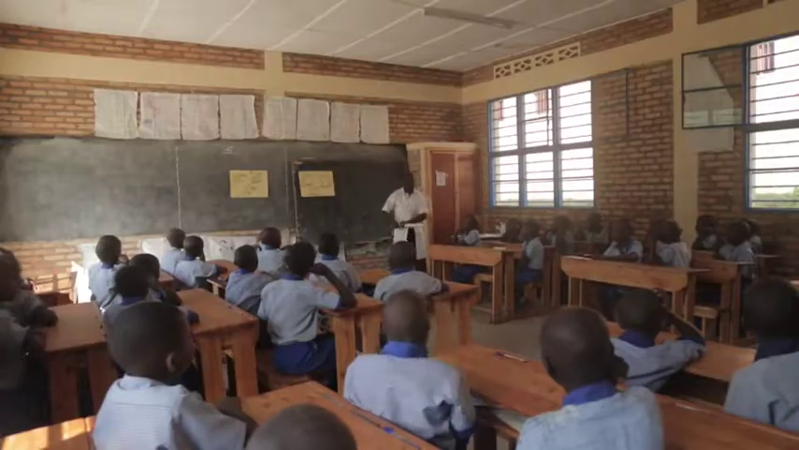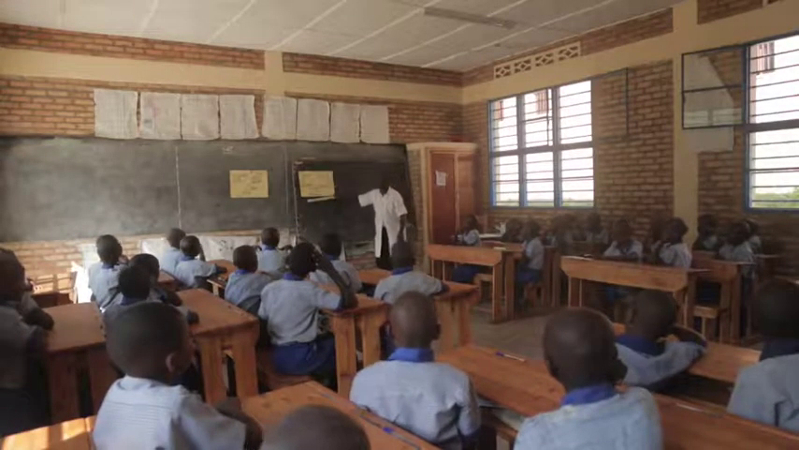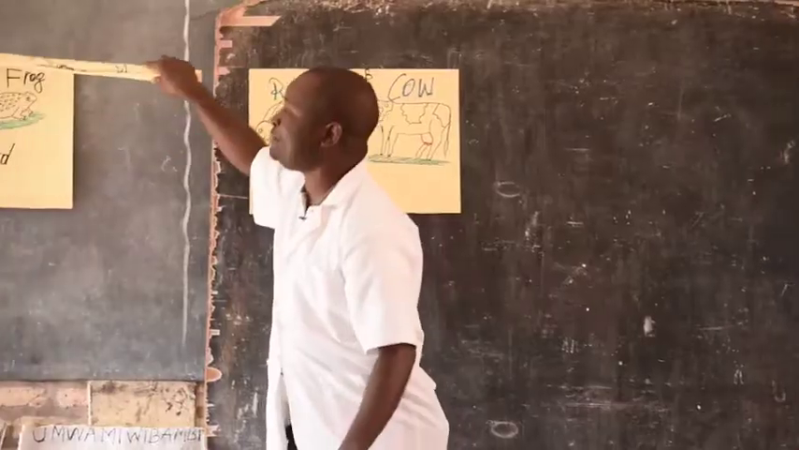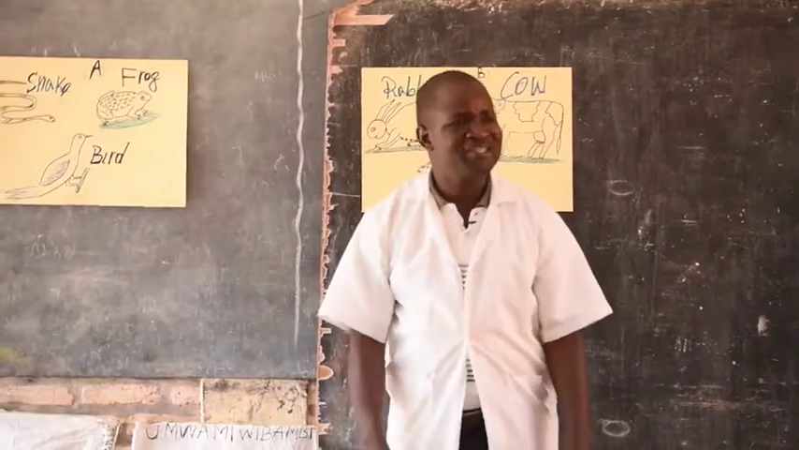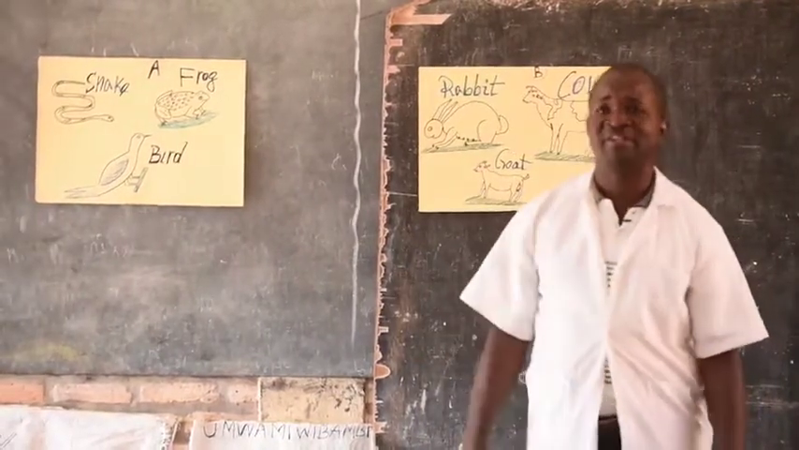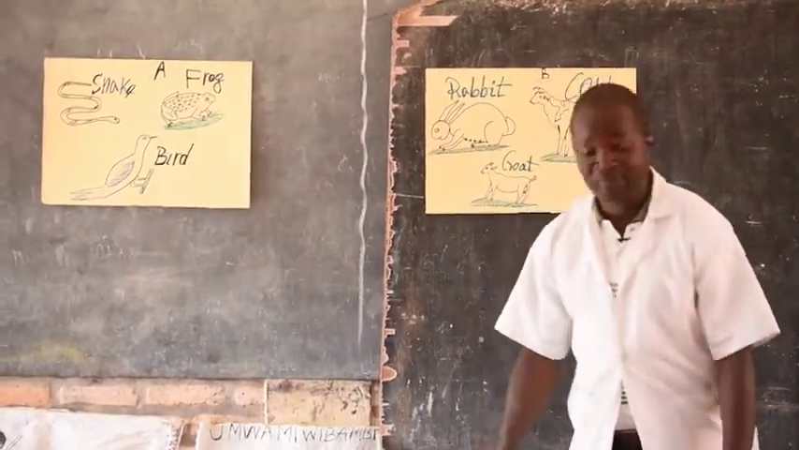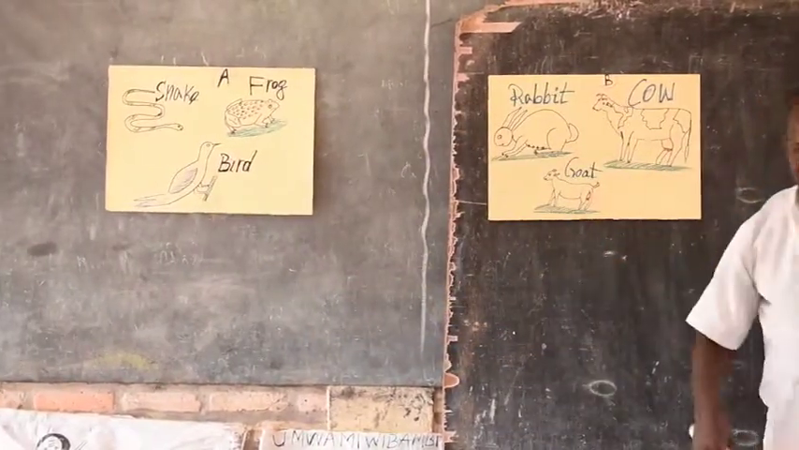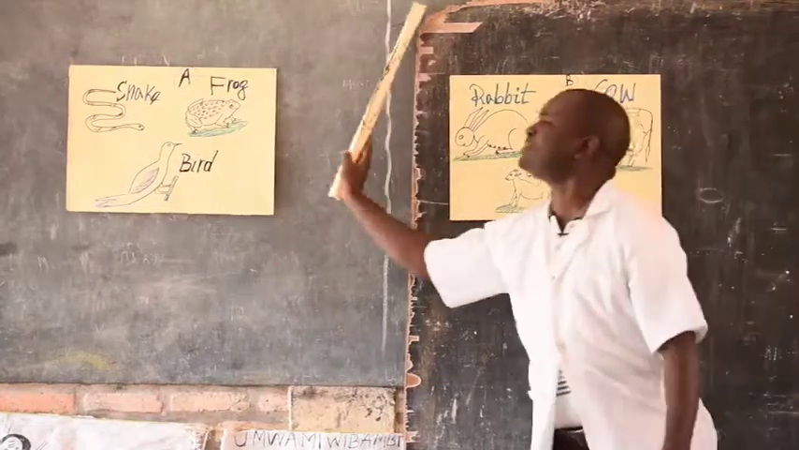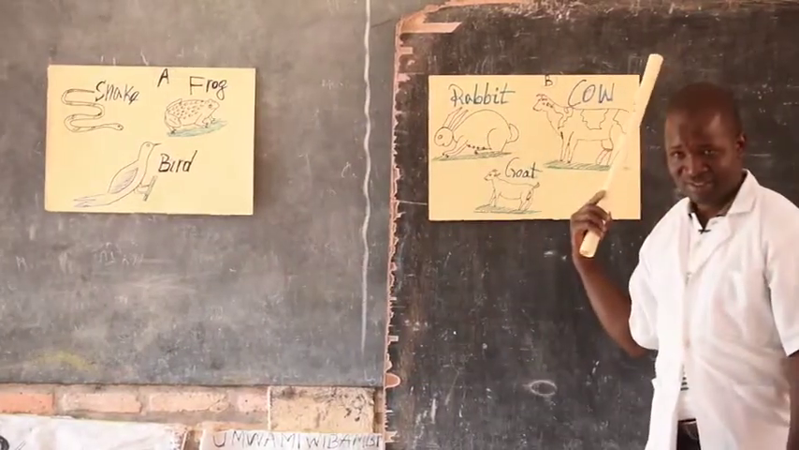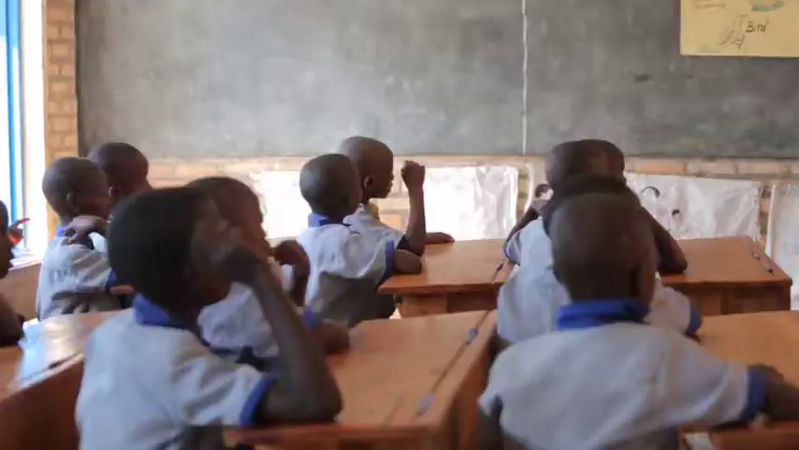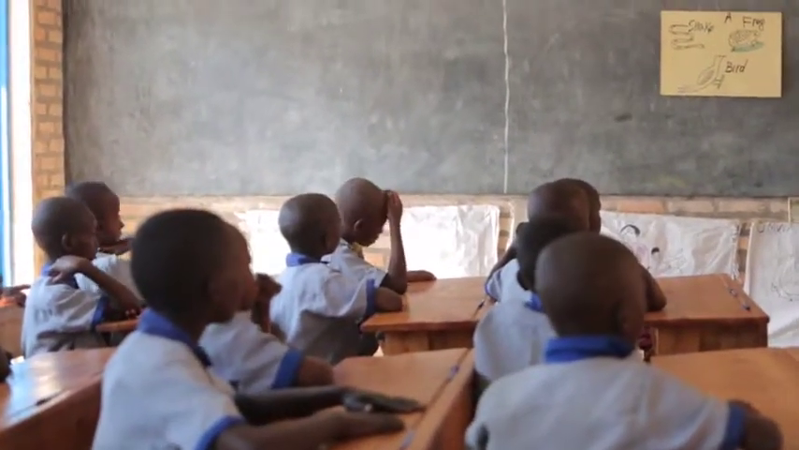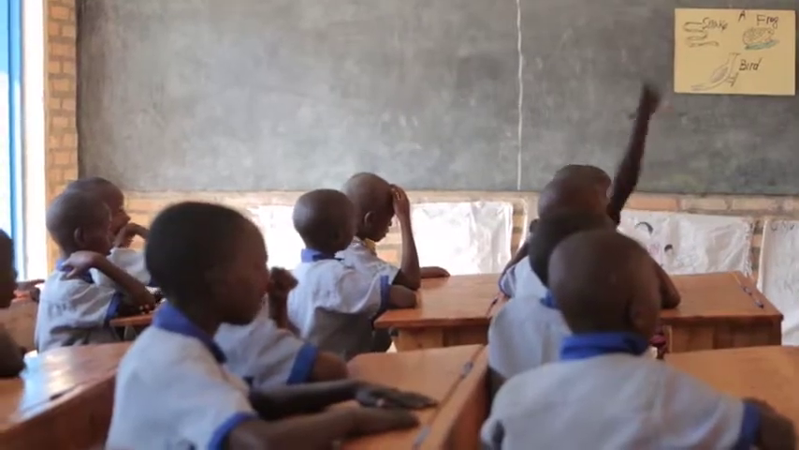Then you have just observed the animals on the paper B and the animals on the paper A. Who can tell us the difference that is between the animals on the paper A and the animals on the paper B? Who can give us the difference between those three animals and these three animals?